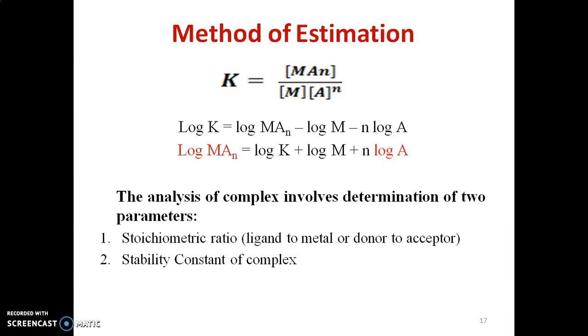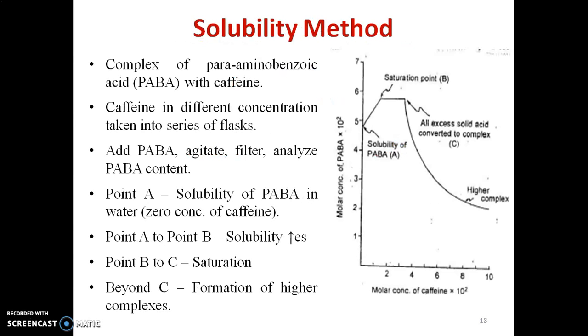Now coming to the solubility method for estimation of complexation. Consider the example of para-aminobenzoic acid with caffeine. If we complex para-aminobenzoic acid with caffeine, generally the solubility of para-aminobenzoic acid increases due to complexation with caffeine. We consider this example for estimation of complexation.